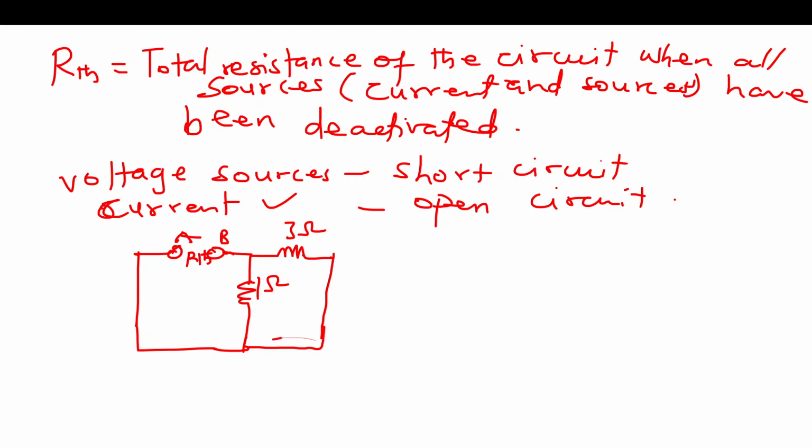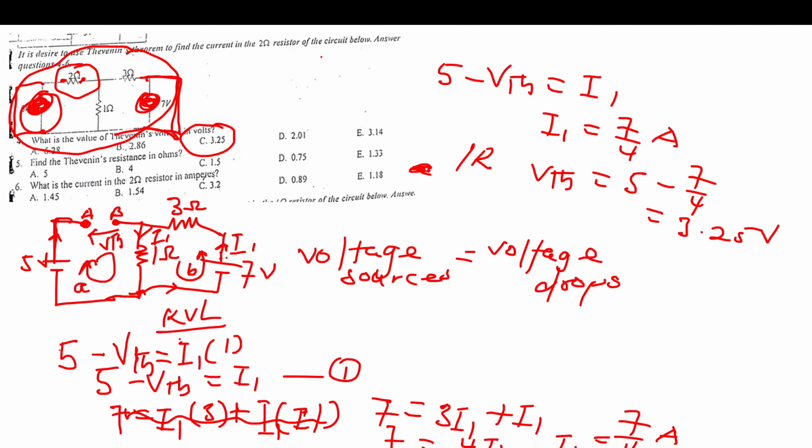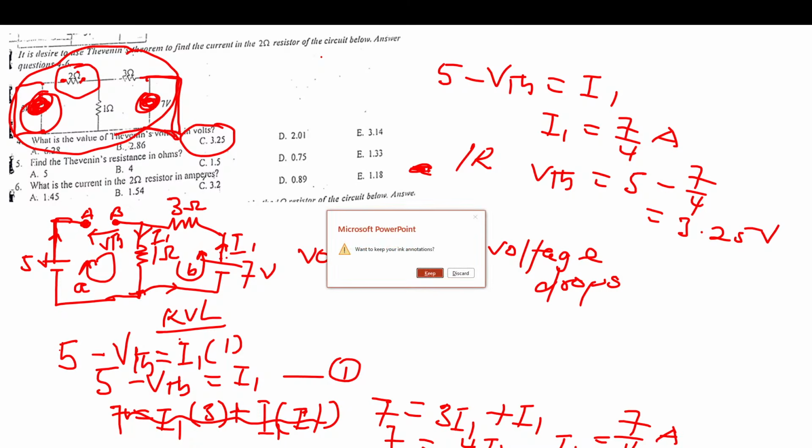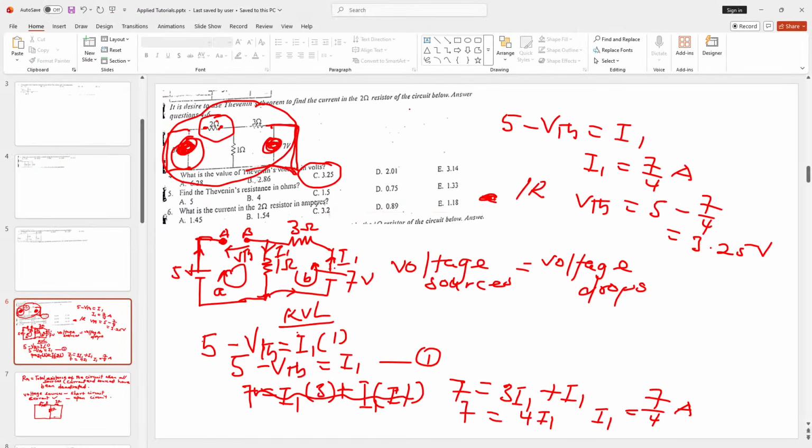Okay, somebody is saying he doesn't get it at all. So I'm trying to say that in calculating the RTH, what we do is first short circuit all voltage sources and open circuit all current sources. Now in this question, there are no current sources, so we are not going to have any problem with that.